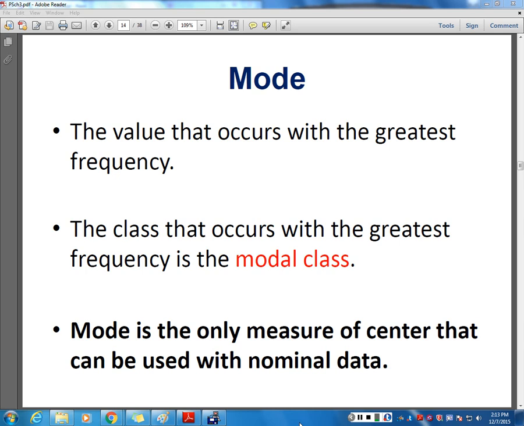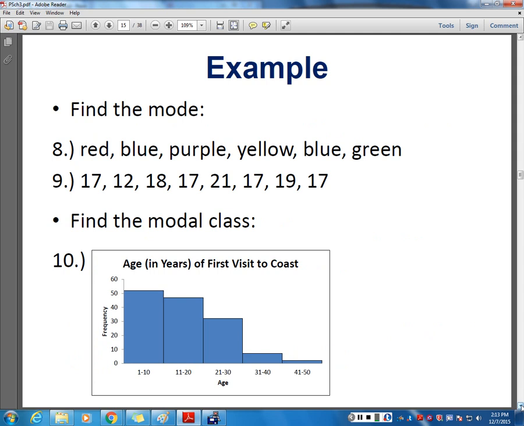That's data that cannot be put in order, which is only nominal. You only have names and labels. So mode is the only measure of center you can use if you have nominal data. For example, in number 8, that's nominal data. They're colors. The mode is the color that shows up the most often. And that would be blue. Blue is twice mentioned. The other color is only mentioned once.